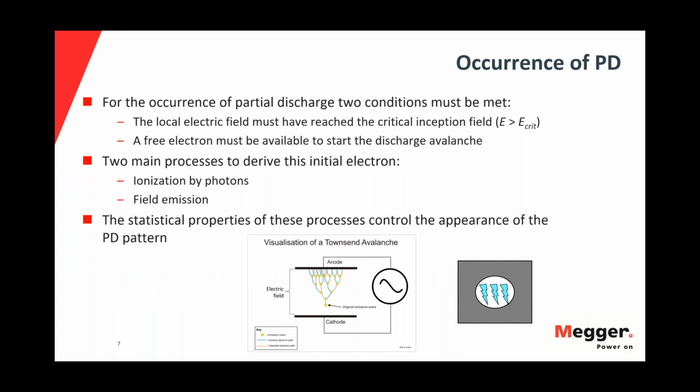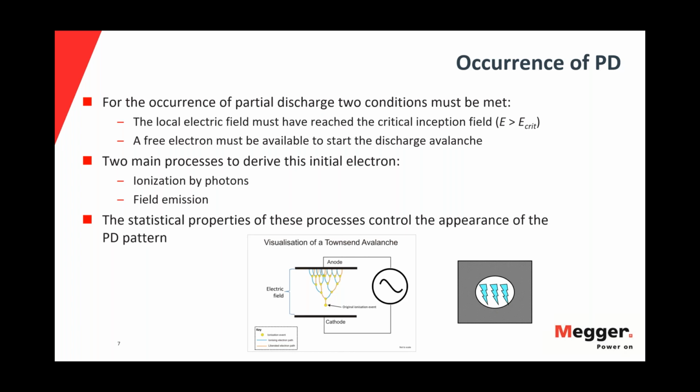Okay, so how does PD occur? Basically, for the occurrence of partial discharge, two conditions must be met. First, the local electric field must have reached the critical inception field. That means for a PD to happen, the electric field should be higher than a specific value. Once that is exceeded, that will satisfy one factor needed to cause a PD.